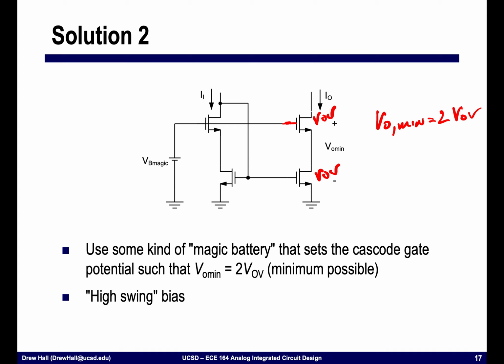And so the question is, how do I generate a magic battery, or a voltage that is equal to 2 VOV, that sets up this entire structure such that the minimum output voltage is equal to 2 VOV? This is what's known as a high swing bias because of the lower compliance voltage that's required. And so we'll walk through a couple of different ways now of generating this magic battery voltage to satisfy this condition.